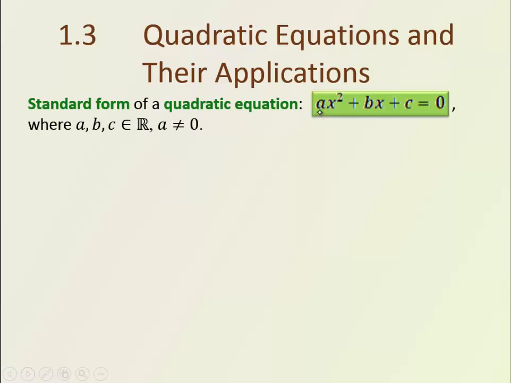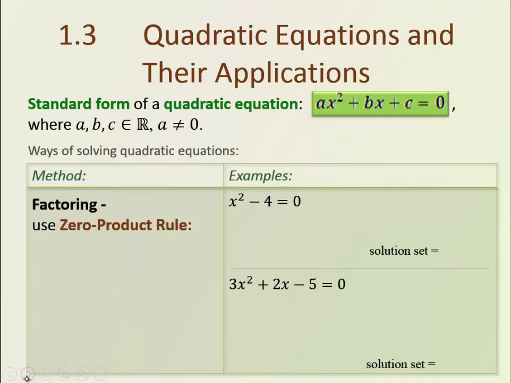Any equation of the form ax squared plus bx plus c is called a quadratic equation because the highest degree of x is 2. We'll work only with quadratic equations that have real coefficients a, b, c, and in order to be quadratic, the coefficient a must be different than 0.